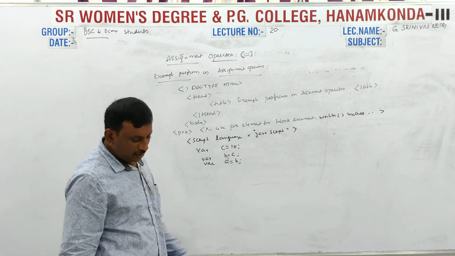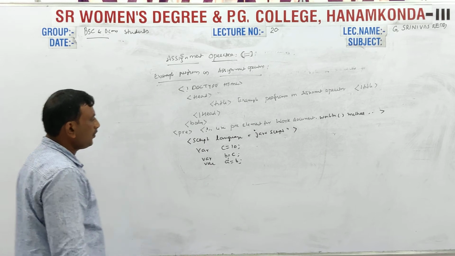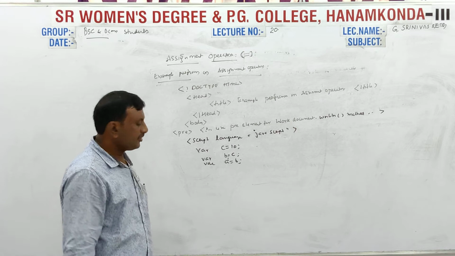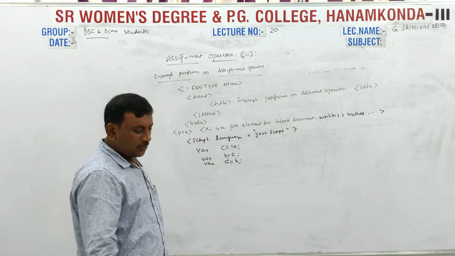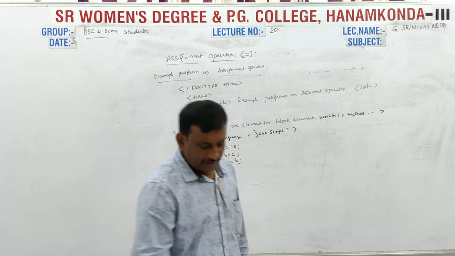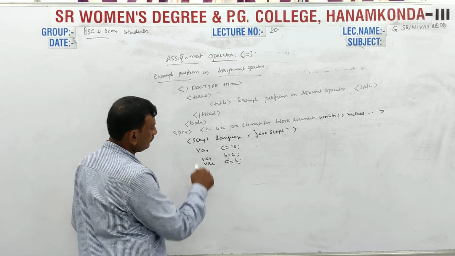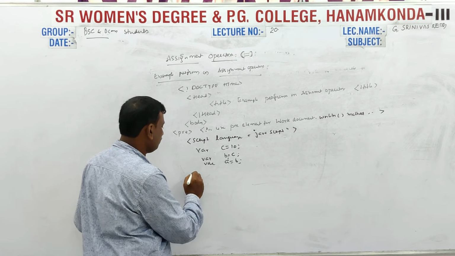Now we have mentioned printing, okay? Document.writeln. What is the A value? What is the B value? What is the C value? This is the right way to mention it. Three ways are there. Document.writeln, document.writeln, and document.writeln, going on here, okay? Document.writeln.